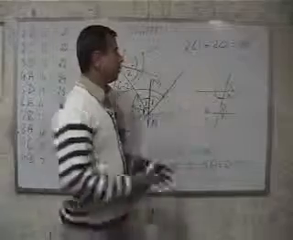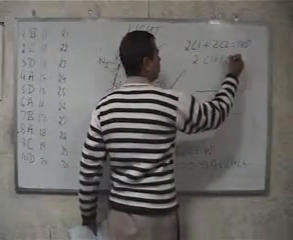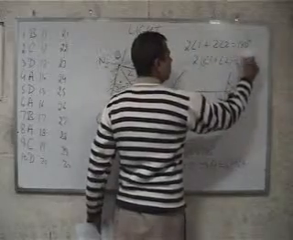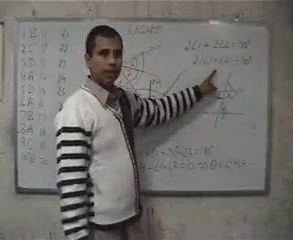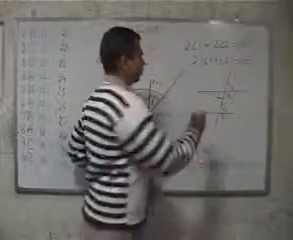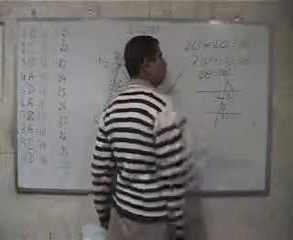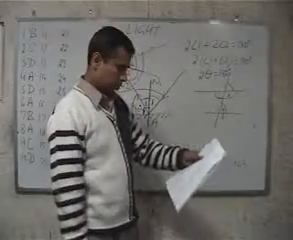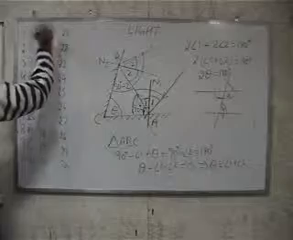Here what are we saying? 2 times of angle 1 plus angle 2 should be 180 degrees. Compare this with this. 2 times of theta will be 180 degrees. Therefore, theta should be 90 degrees. So for 11th question, B option is the correct answer.